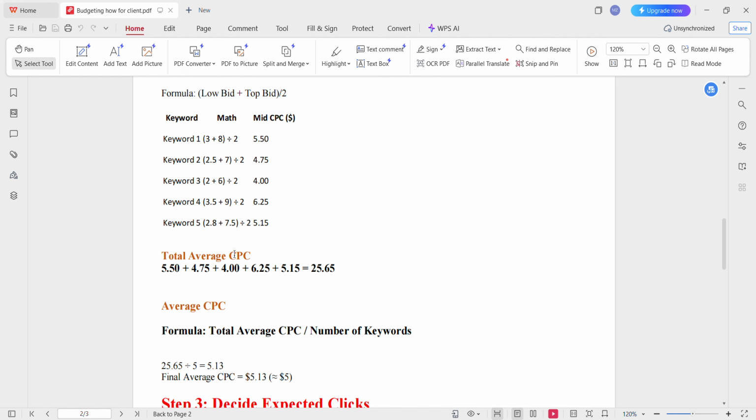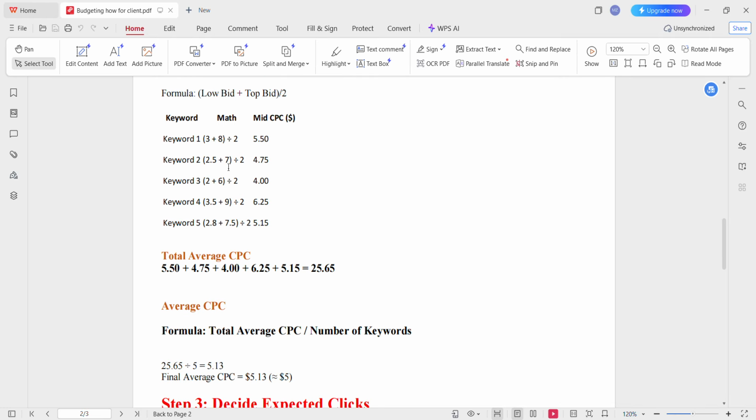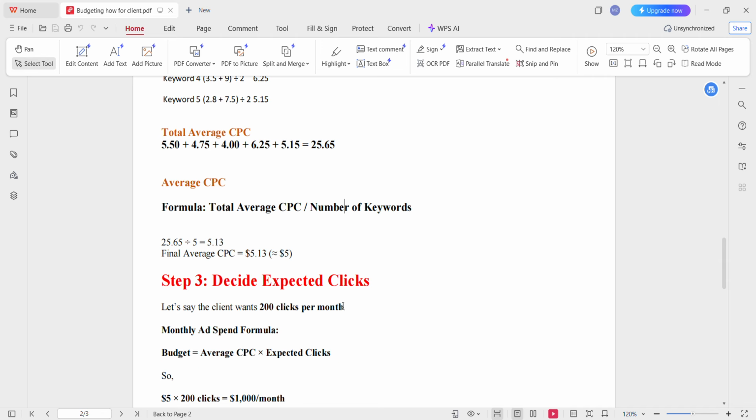Okay. Then total average CPC, cost per click: 5.50 plus 4.75 plus 4.00. So in here we calculate the summation of every keyword CPC. Okay. Then total keyword number. In here total keyword number is 1, 2, 3, 4, 5. So our average CPC formula is total CPC divided by number of keywords. Okay. So total value is 25.65 divided by number of keywords 5. So it's about an average of 5, right?